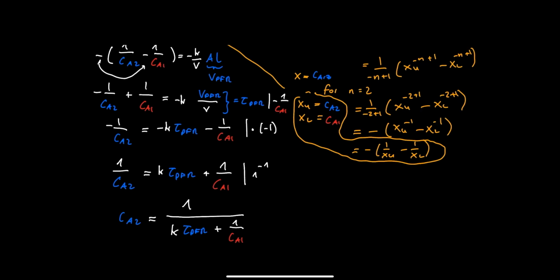So K, we know, this is given by the task. Tau PFR is the ratio of the volume of the PFR and the volumetric flow rate, which we both know. Hence, we also know tau PFR. However, CA1, we still don't know. So in the next step, we are going to determine CA1 with information given by the task.